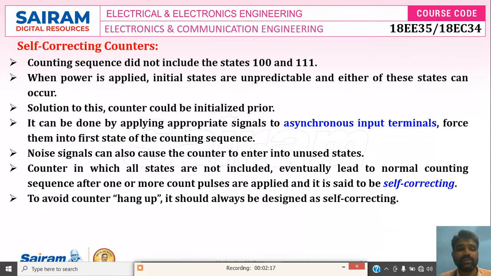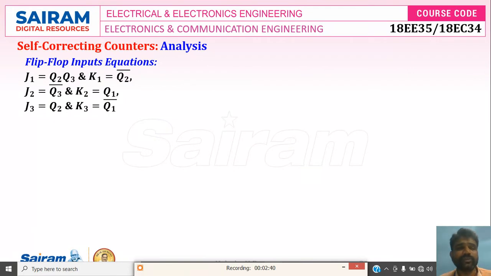To avoid the hang-up, where some time is taken, we should design the counter as self-correcting. That means we should initialize beforehand what the next state will be. Now we will analyze the next state. In the previous video, we designed the mod 6 counter using JK flip-flops. So what will be the next state for an unused state?